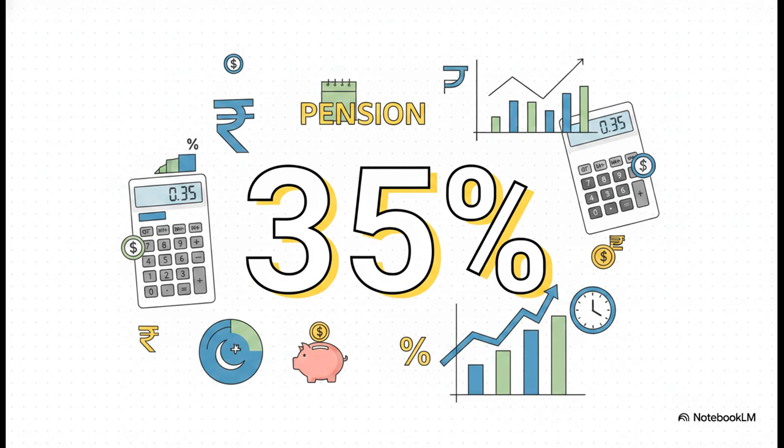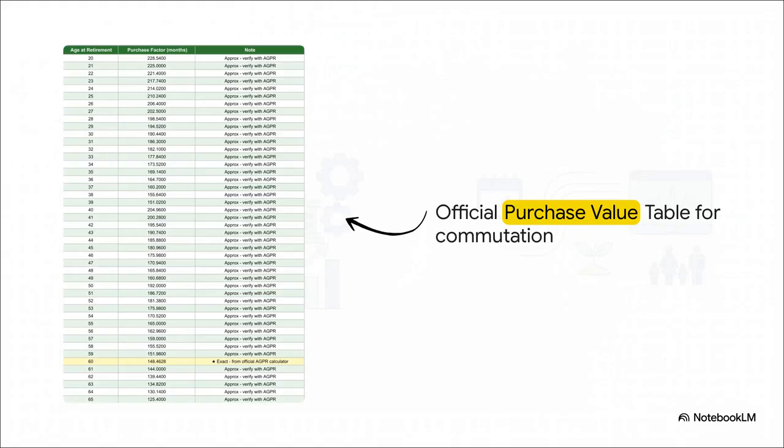Now, if you decide you don't want a lump sum and you just want the absolute maximum monthly pension going forward, you simply enter 0. But for most folks, that 35% lump sum is a really crucial part of their retirement strategy. Now you might be wondering, how does the government calculate exactly how much cash that 35% is worth? Well, they use this official AGPR commutation purchase value table.